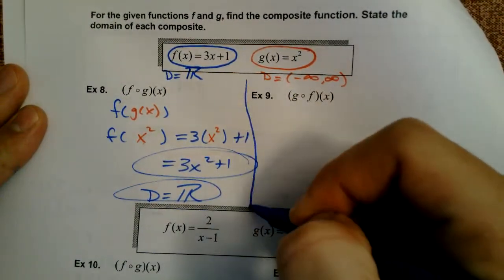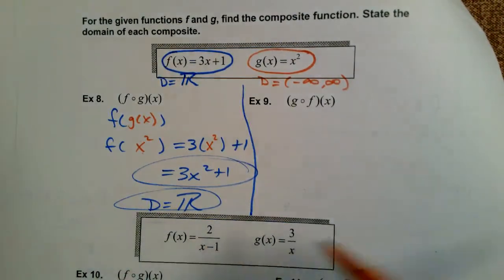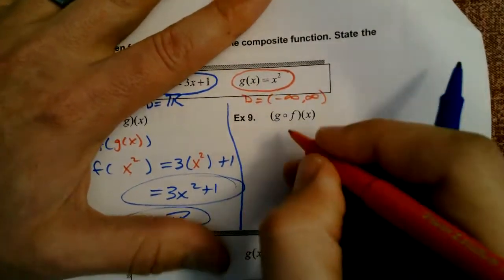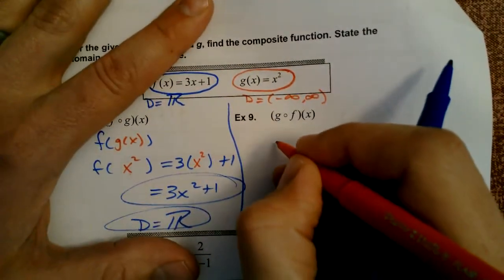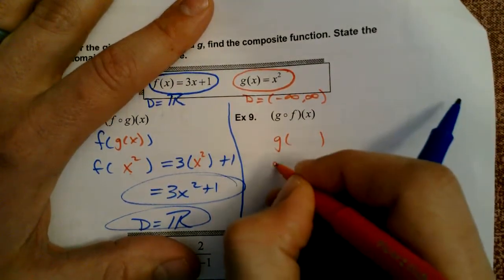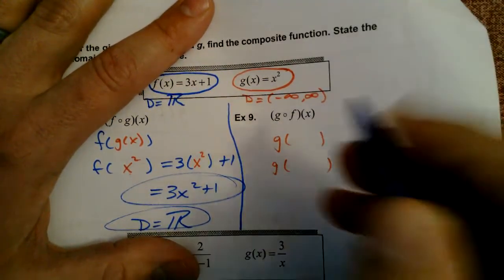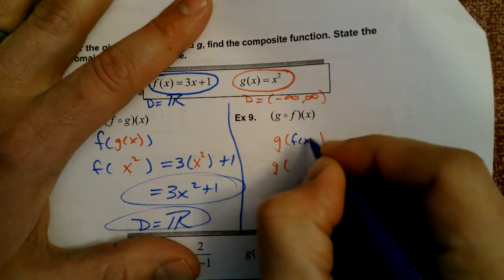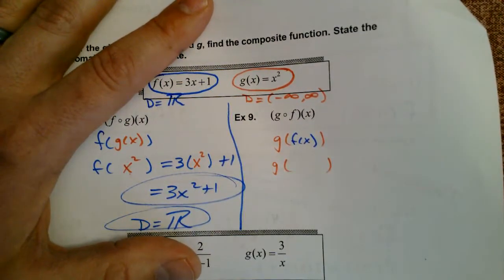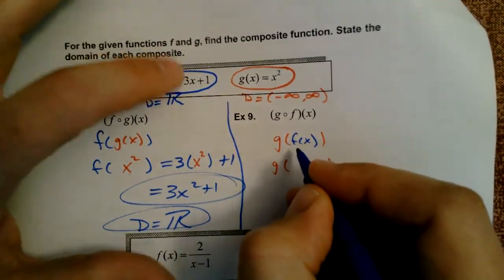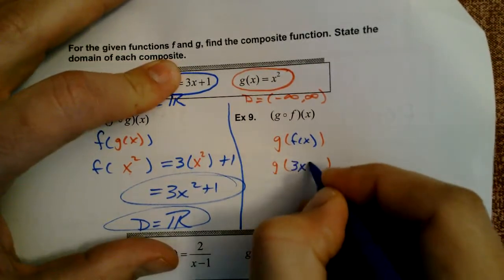All right, let's look at number 9. Now I'm doing g of f of x. When I do g of f of x, I like to write it this way. I just prefer how it looks. To me, this makes more sense. My input is f of x, which is this guy. I got 3x plus 1.